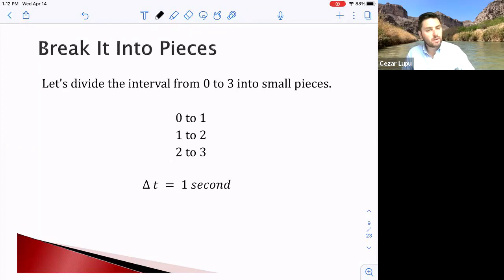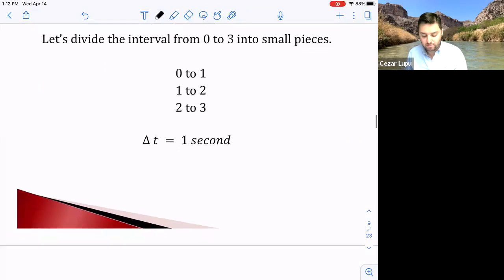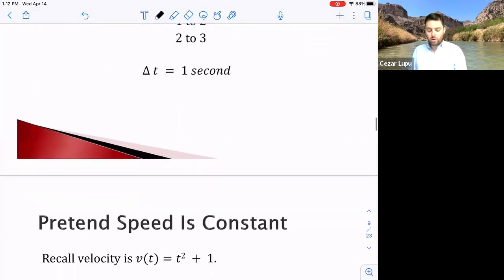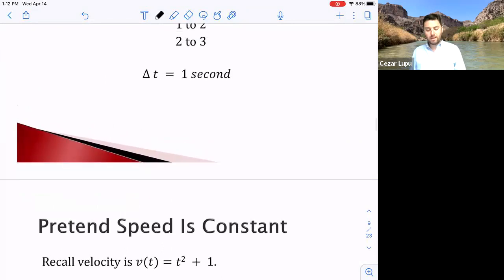And now let's do something. Let's pretend that the speed, and by the way, the speed is different than the velocity. Now let's pretend for a second that the speed is constant. So that's what we're going to do. So recall the velocity is this function, just like I said, v of t is t squared plus 1.